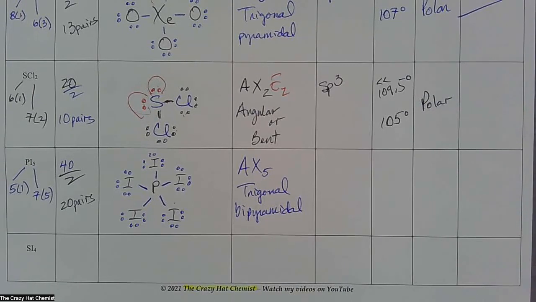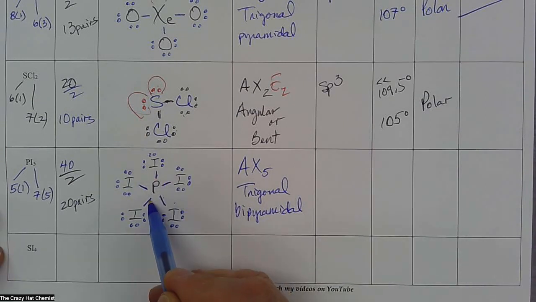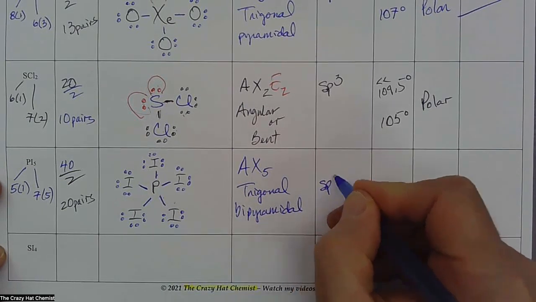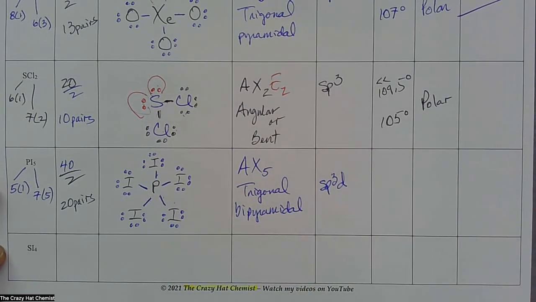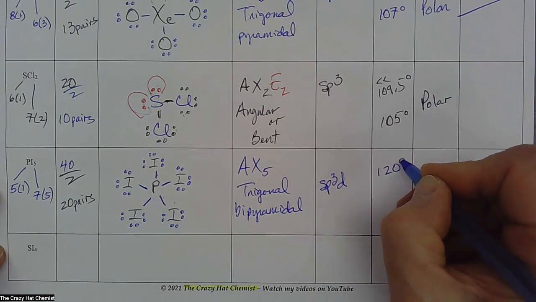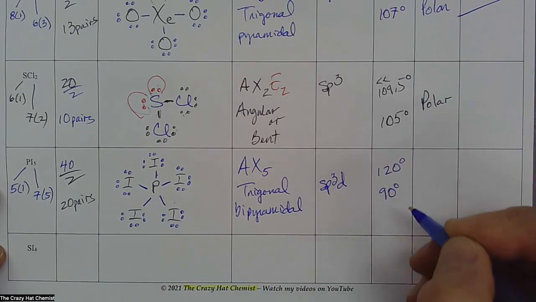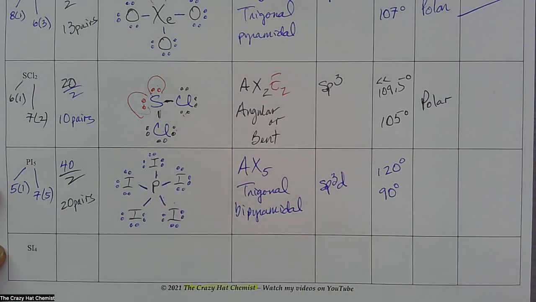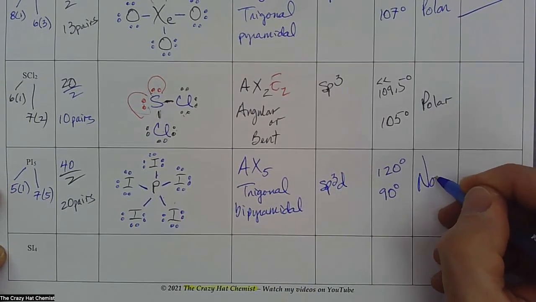Okay, trigonal bipyramidal. What does that look like? Okay, that looks like the following. And it's one of the more complicated structures. It is sp3d hybridized. And this has 2 bond angles of 120 degrees and 90 degrees. And since all the iodines are the same, this is non-polar.